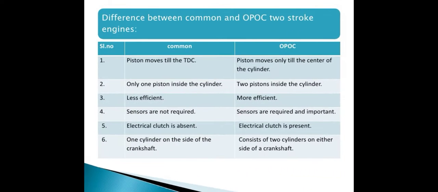Difference between a common engine and the OPOC engine. Piston moves till TDC; piston moves only till the center of the cylinder. Only one piston inside the cylinder; two pistons inside the cylinder. Less efficient; more efficient. Sensors are required and important. Electrical clutch is absent; electrical clutch is present. One cylinder on one crankshaft; two cylinders on either side of the crankshaft.